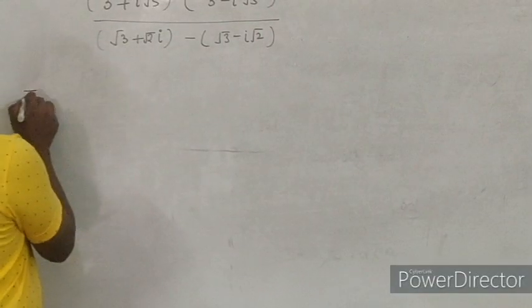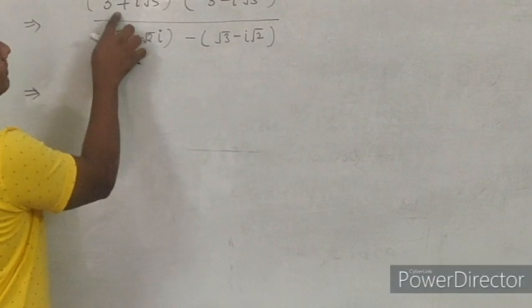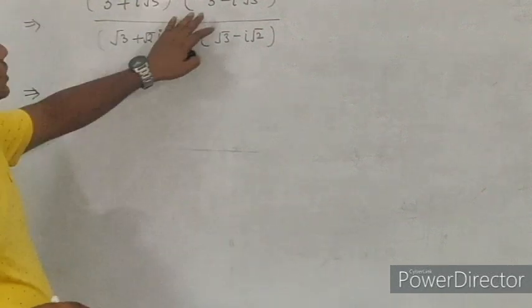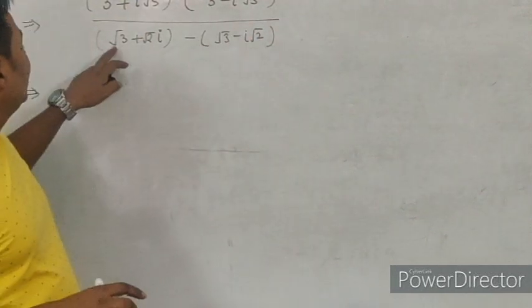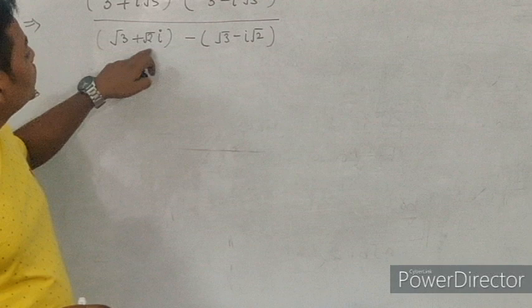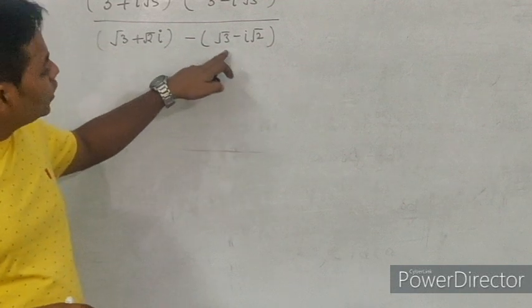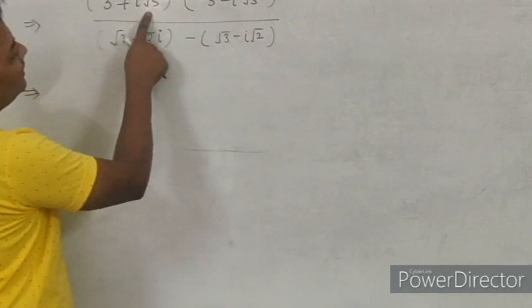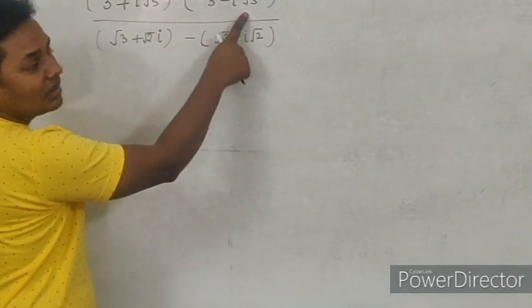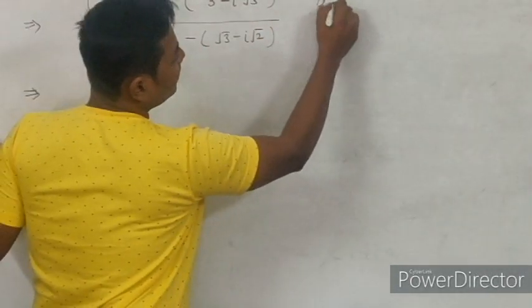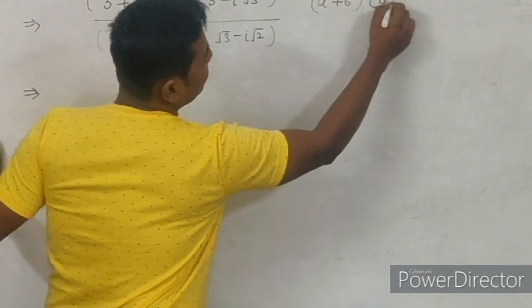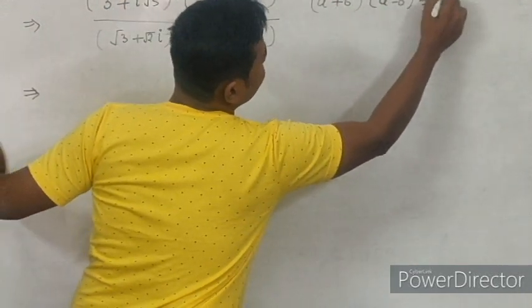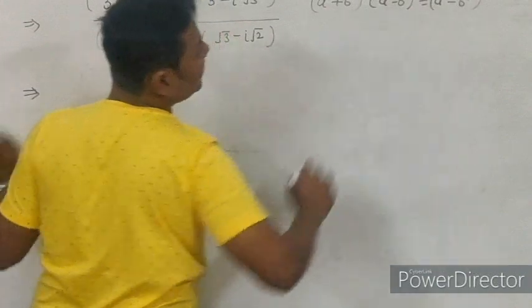Let's talk about this question: (3 + i√5)(3 − i√5) upon (√3 + √2 i) − (√3 − i√2). You can see here a plus b and a minus b. So what is the formula for a plus b and a minus b? It is a square minus b square.